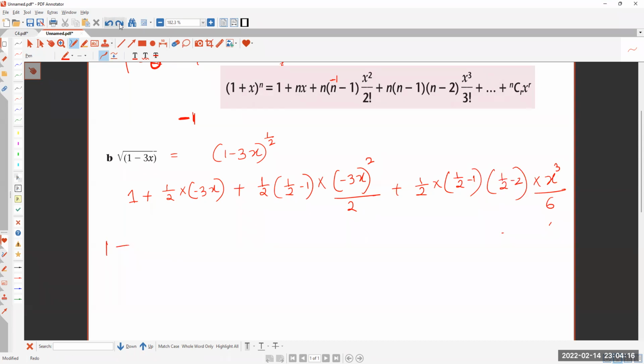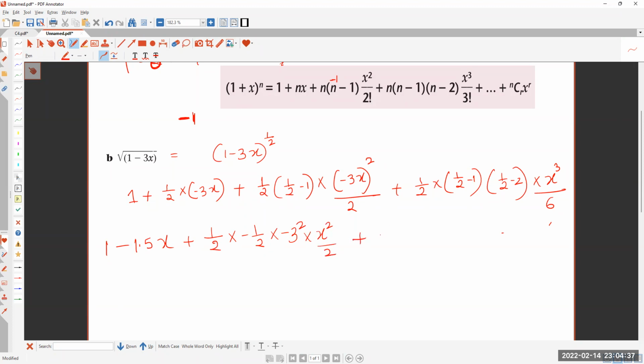It's going to be minus 1.5x, because 3 divided by 2 is 1.5x. Then what is going on over here? I think I need to write one more step. Half into minus half, this is going to be into minus 3 square into x square divided by 2.